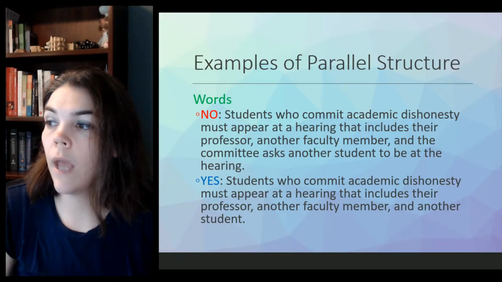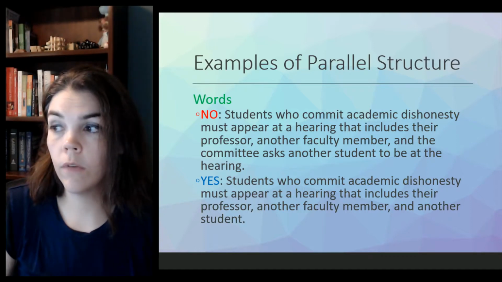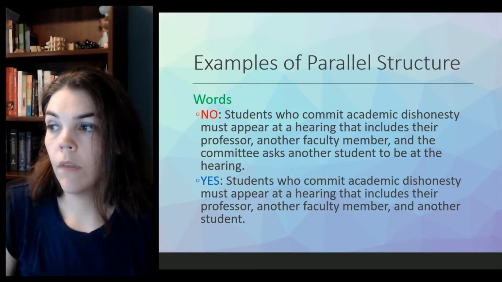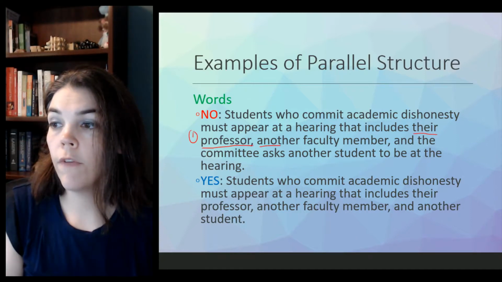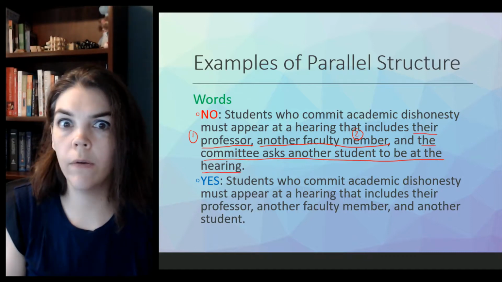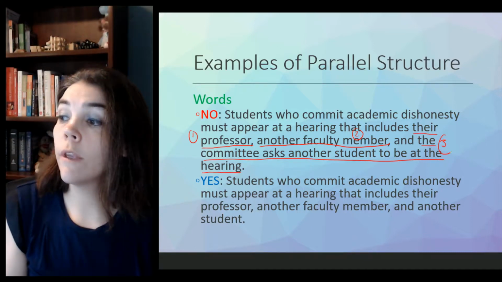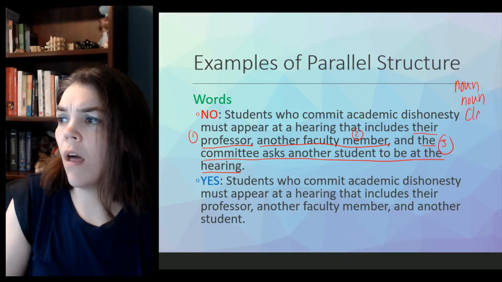Students who commit academic dishonesty must appear at a hearing that includes their professor, 1, another faculty member, 2, and the committee asks another student to be at the hearing. Ooh, that's a lot going on there. That's 3. So we have, here we see noun, noun, and then we have a clause.